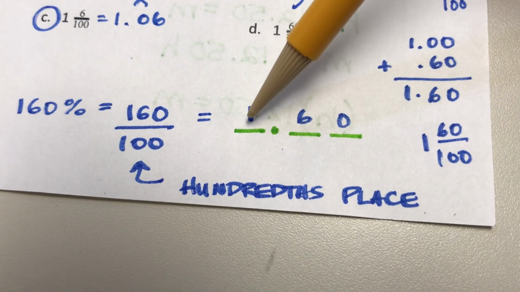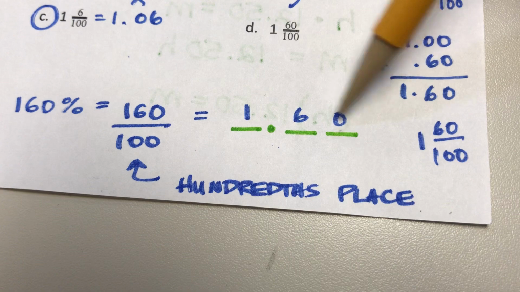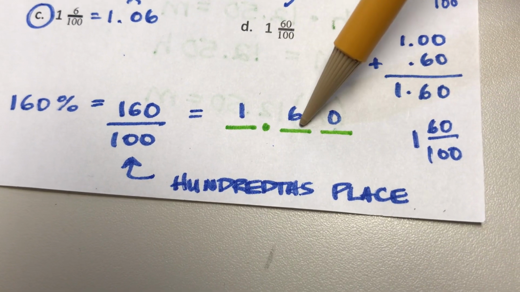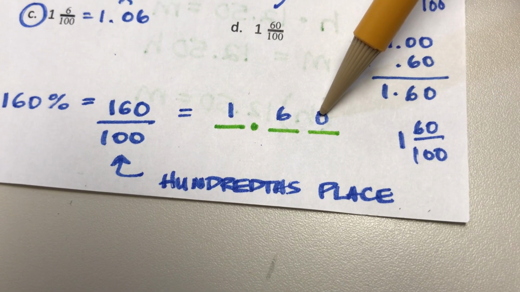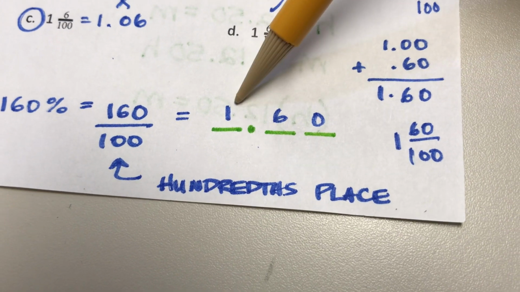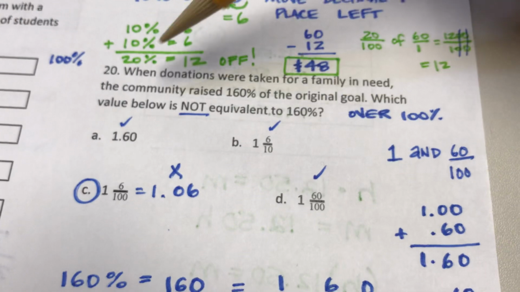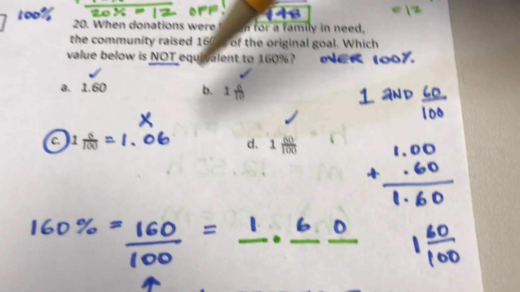So I made a little place value chart and I stopped at the hundredths place. Here's my ones, here's my tenths, here's my hundredths. So in order to stop at this place, the 0 had to be here, the 6 had to be here, and the 1 had to be here. So 1.60. That means this one works.